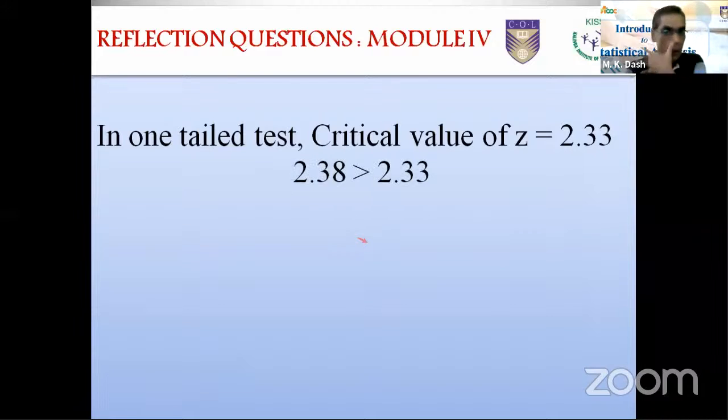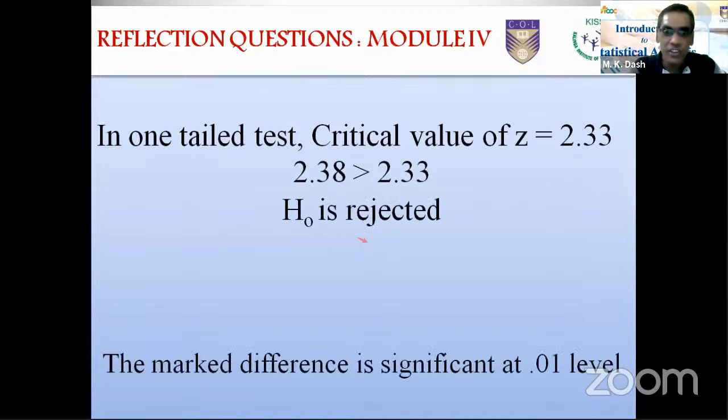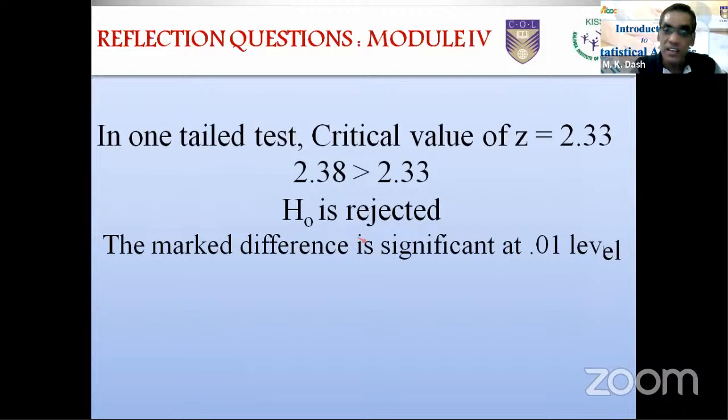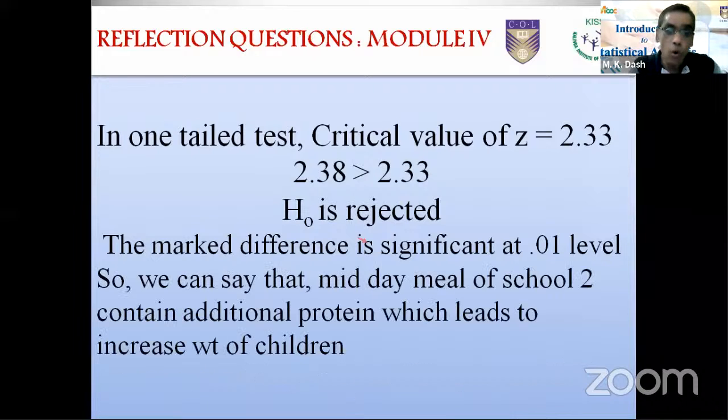So see, 2.38 is greater than 2.33. Null hypothesis rejected. Mark difference is significant at 0.01. So we can say that the midday meal provided at school 2 contains additional protein in comparison to the midday meal provided by school 1, as in school 2, the students' weight has increased.